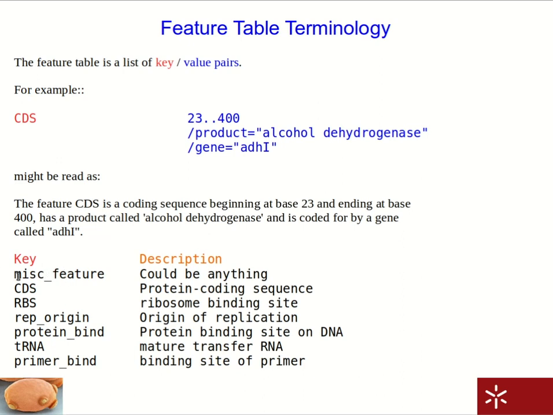The first is the miscellaneous feature. This could be anything at all, but you want to say something about that part of the sequence. The CDS, the protein coding, ribosome binding site, RBS, origin of replication, where, for instance, a plasmid or a genome could start replicating. Protein binding area is where, for instance, a transcription factor might bind on DNA. tRNA could be a gene encoding a transfer RNA. And a primer bind is where a certain primer binds on the DNA. This is something where we add our own primers, and if we do, we use this feature table key.